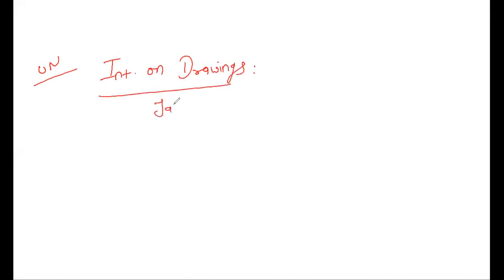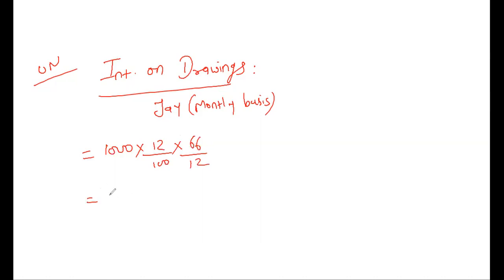Next working is about interest on drawings. For Jai, you can calculate on a monthly basis, and the formula for that interest on drawing: monthly withdrawal, which is 1000, into 12% interest on drawing, into at the end of each month 66 by 12. Please calculate how much it would be.